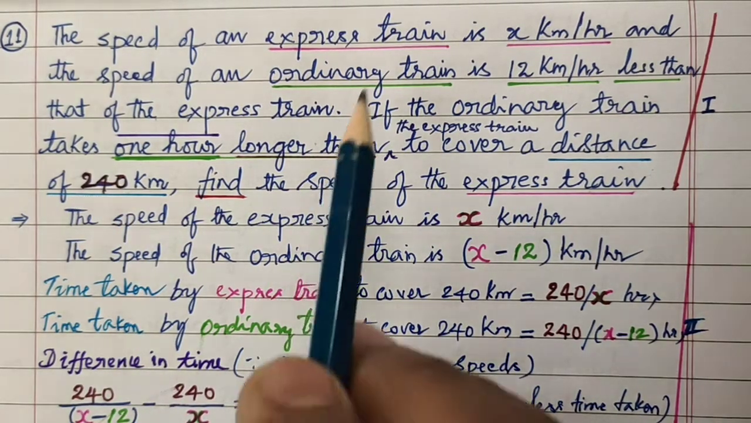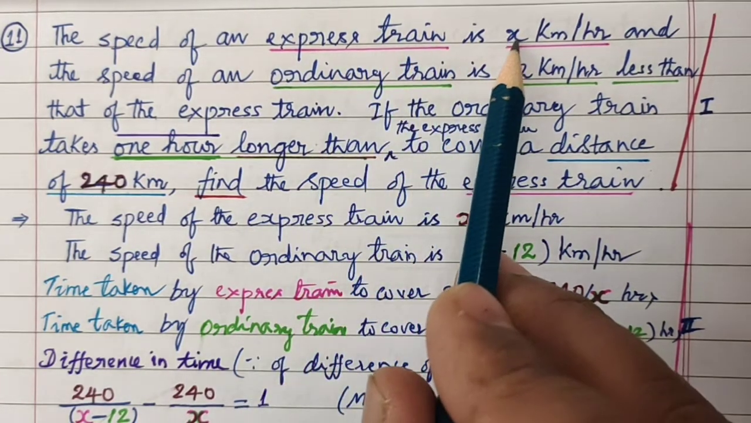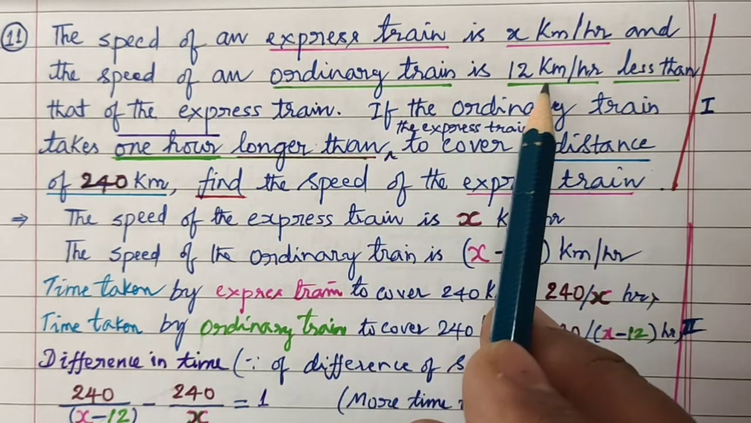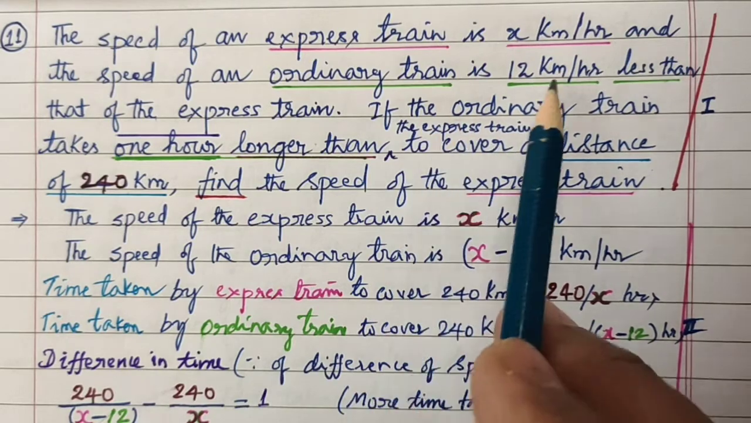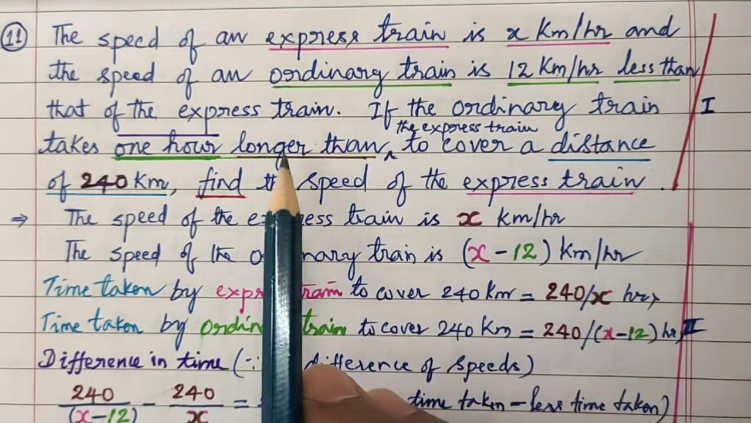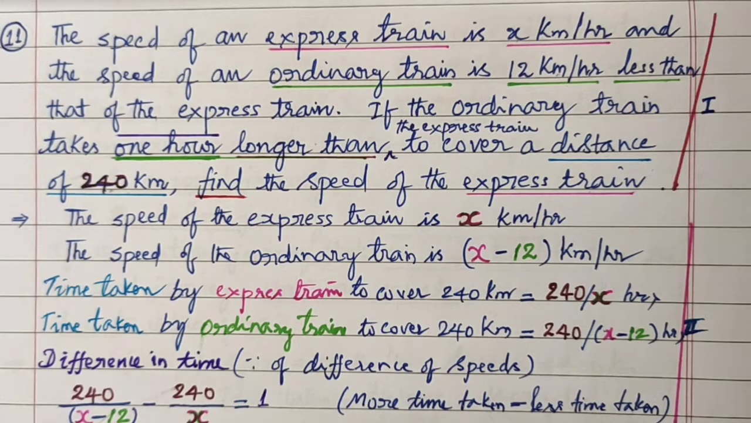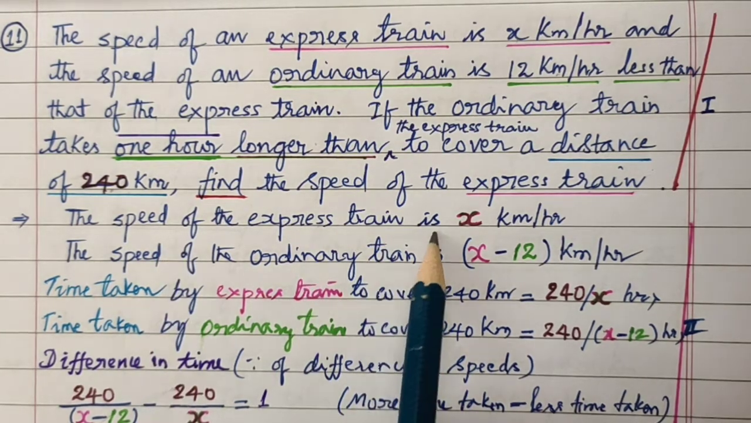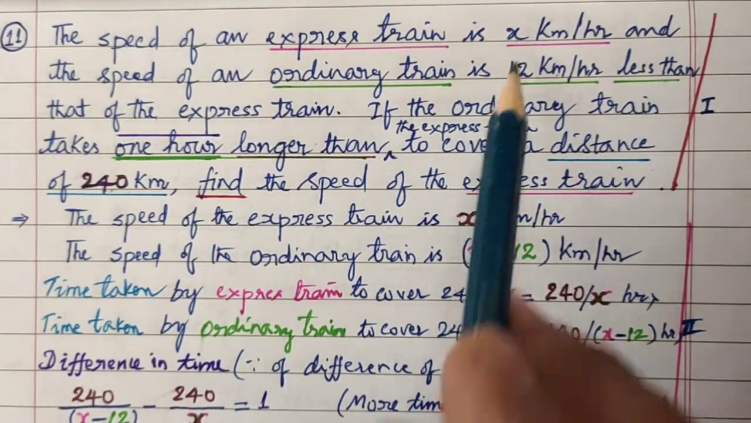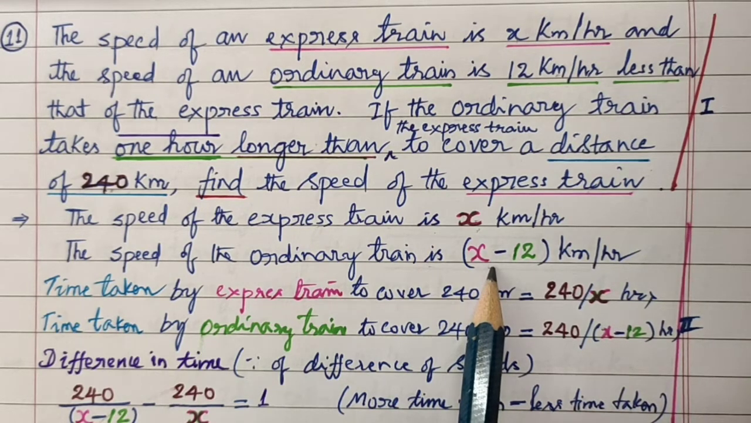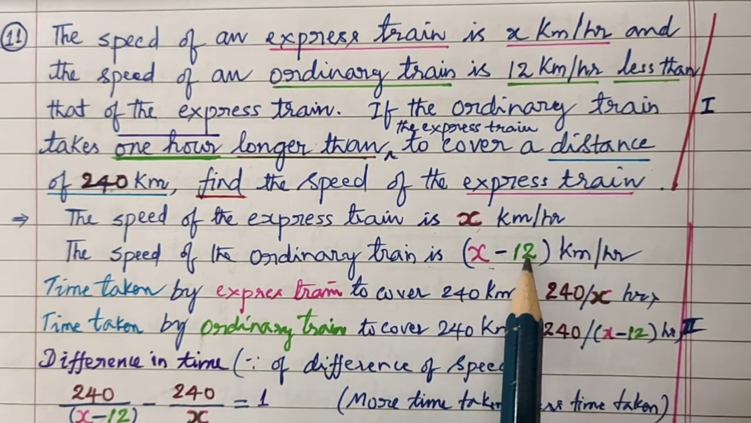So they have assumed the speed of the express train as x. They are telling the speed of the ordinary train is 12 km per hour less than the express train. Then the ordinary train takes 1 hour longer to cover the 240 kilometers. We need to find out the speed of the express train. The speed of the express train is x km per hour. This is unknown. For the speed of the ordinary train, they have given the relation between the express train and the ordinary train: x minus 12. That is 12 km less speed than the express train.